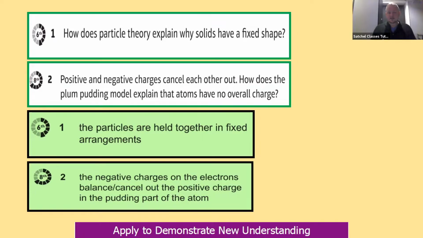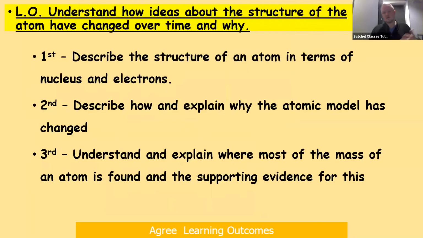Secondly, the negative charges of the electrons balance or cancel out the positive charge in the pudding part of the atom. And that is how the plum pudding model explained atoms have no overall charge. It was balanced, pretty much similar to the idea we have today, only the structure of the modern atom is different. That's describe how and explain why the atomic model has changed.